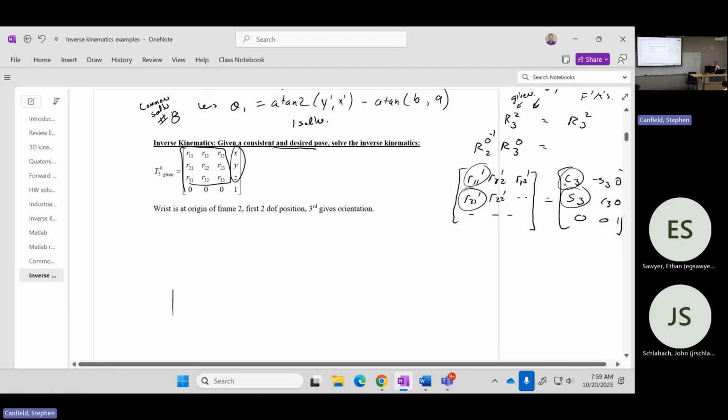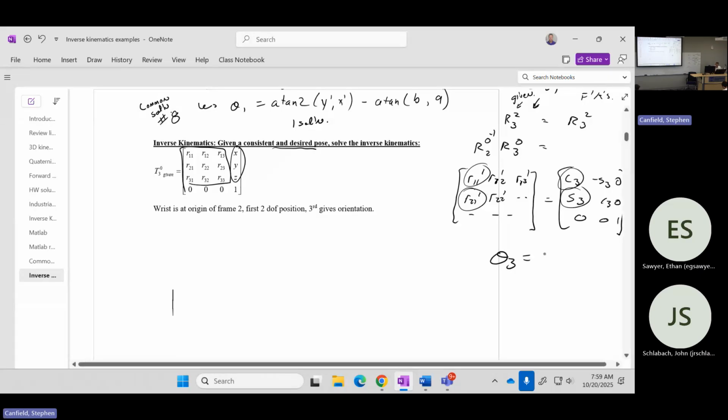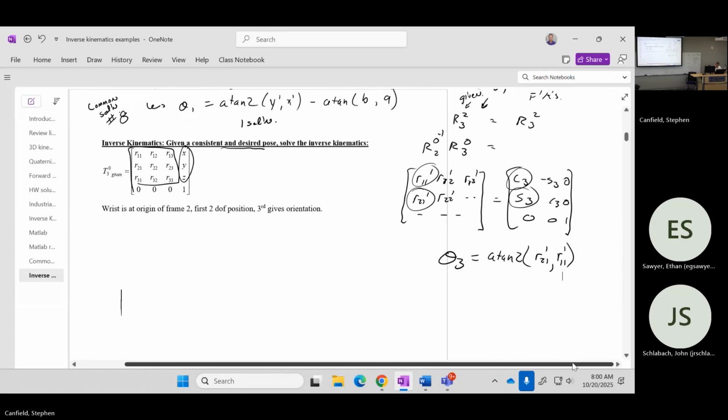I could just take any one of those equations and say theta 3 is the inverse cosine of one term or the inverse sine of a term. But since I have more than one piece of information, I'll use my atan2 function to get a unique answer. So theta 3 is going to be atan2, and I'll do the sine part first: the sine part is row 2, column 1 prime, and the cosine part is row 1, column 1 prime. And that gives me one solution.